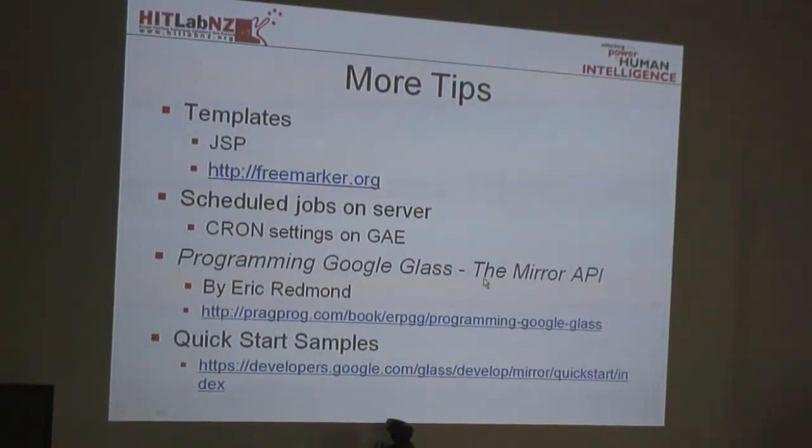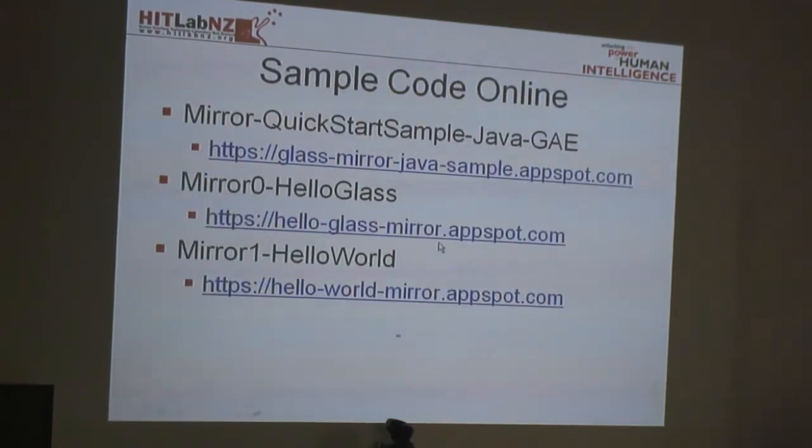And this is a book that recently was published by Eric Redmond, and he goes through a little bit more details about how to use it. I think he pretty much covers the similar stuff I've covered through this tutorial, but he focuses more on converting existing web services to glass services as well. And the quick start samples also is the code made by Google themselves, so they're sharing their code as well. So this one will show you some other features I haven't mentioned.